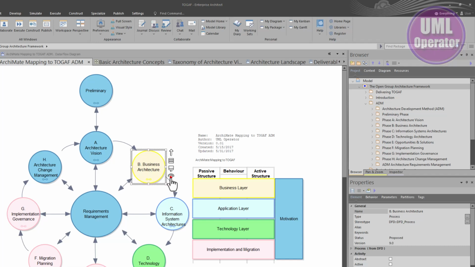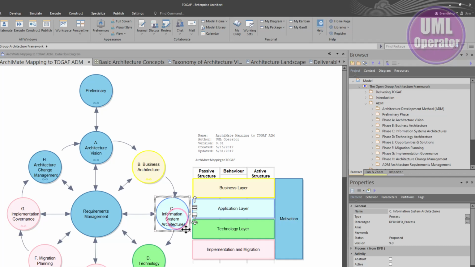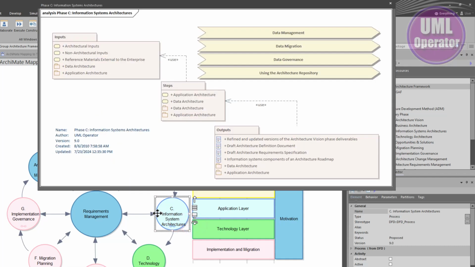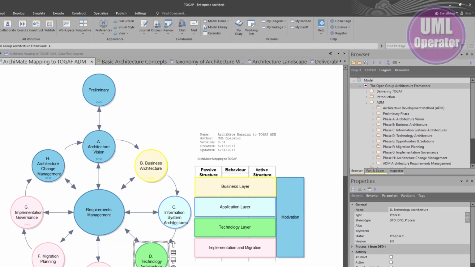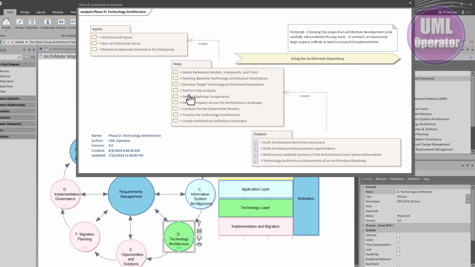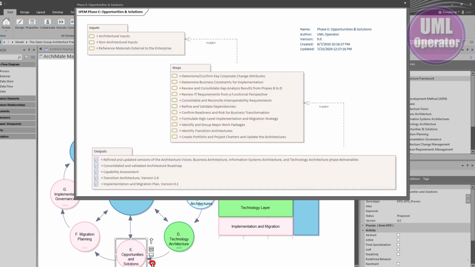And business architecture, the same thing. And as we're going through the wheel and getting into various aspects of delivery, you can see that eventually we get down to technology architecture, the inputs, I want to say process, but it's referred to as steps, and the output. So you can see here we're drafting the architecture development document, we're drafting the solution approach, and so on. We get into E, opportunities and solution. We're able to look at, well, here are the steps that are taken, and here are the outputs.